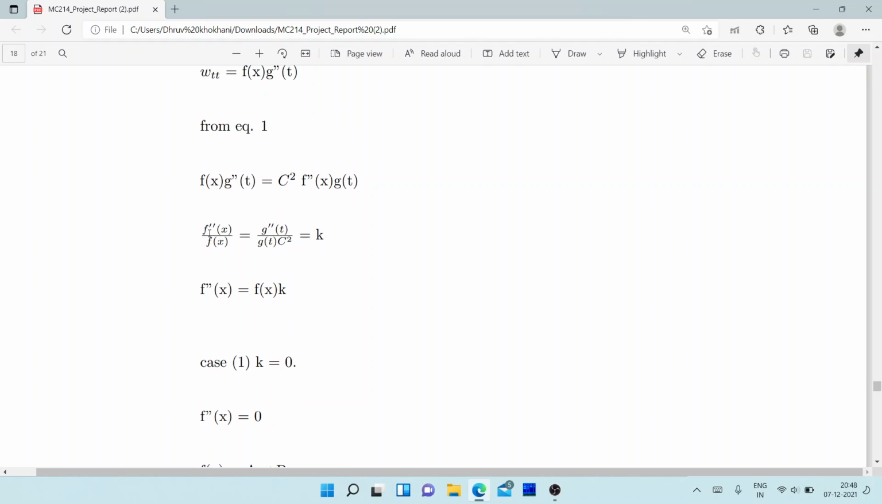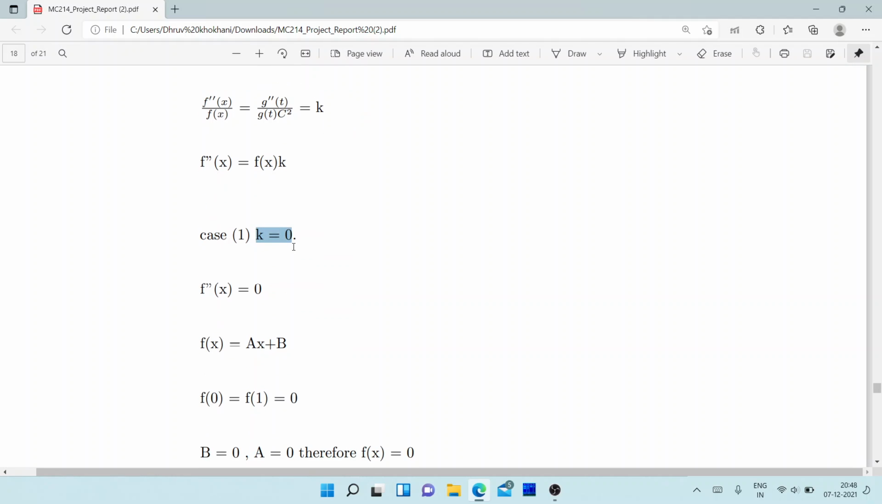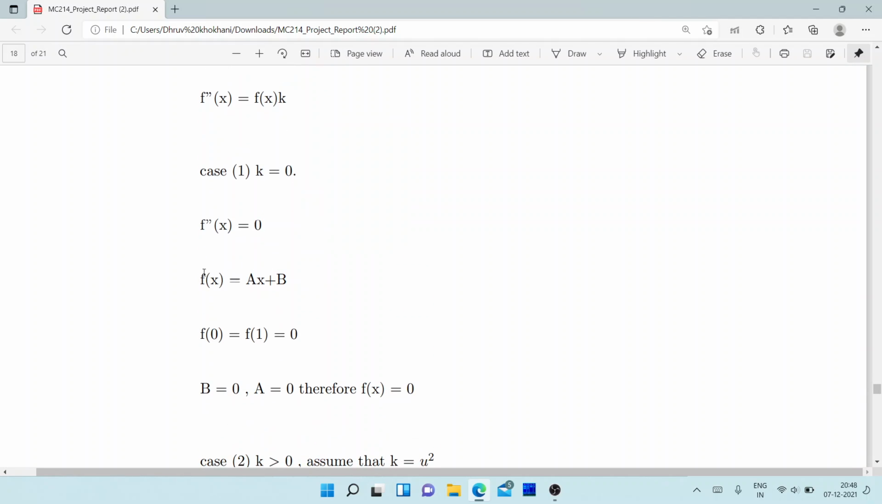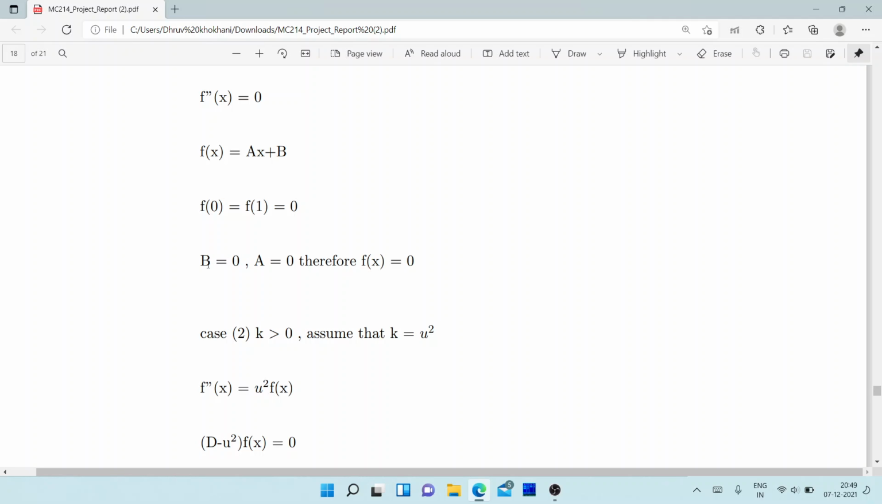Now we solve for f and g. So first we solve for function f. So f double dash of x equal to f of x into k. So we take 3 cases. In the first case we take k equal to 0. So if we take k equal to 0, we get f double dash of x equal to 0. So integrating both sides 2 times, we get f of x equal to a x plus b. We use boundary conditions f of 0 equal to f of 1 equal to 0, and here we get b equal to 0 and a equal to 0. So this is a trivial solution.